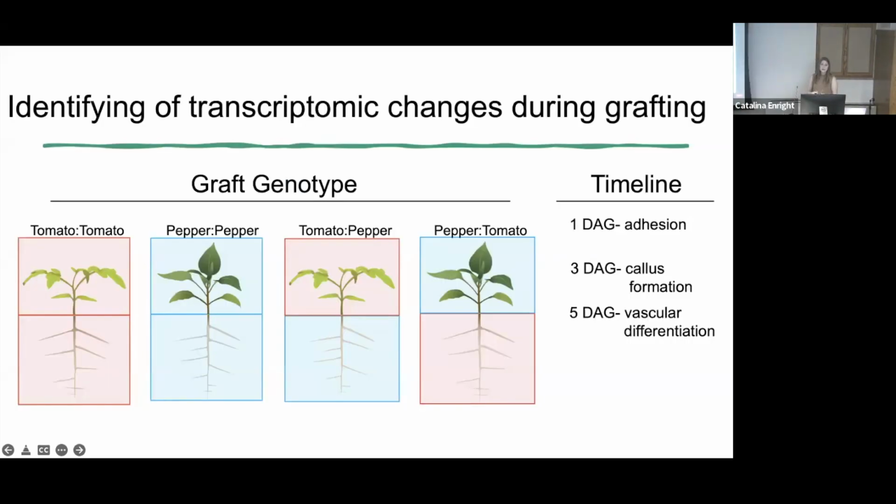We wanted to see if we could understand the genetic regulatory process that underlies what we see. So we looked at self-grafted tomato, self-grafted pepper, and the heterografts at 3 time points that represent important physiological steps in graft formation. So adhesion at 1 day, callus formation at 3, and vascular differentiation at 5.